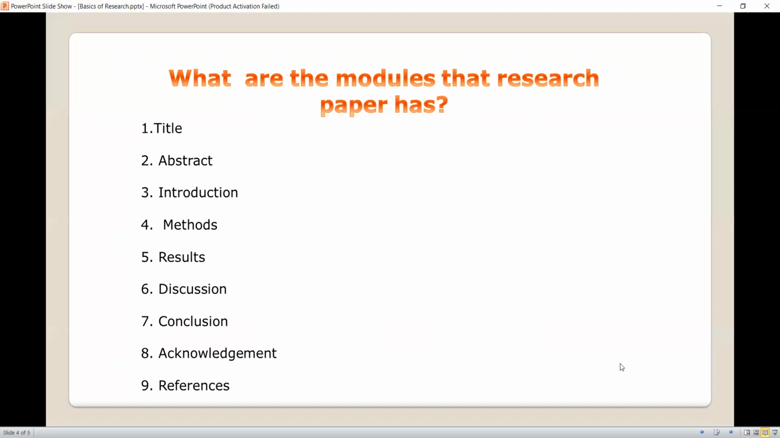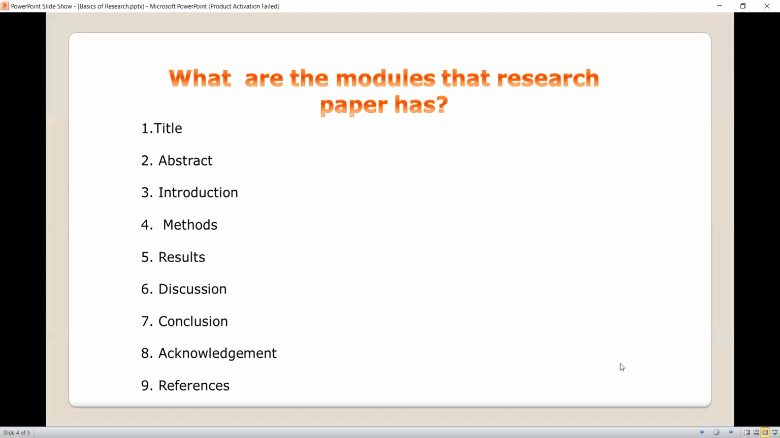And then come to point number 8, that is acknowledgement. It is a section that lists everyone who supported the project. And then come to the references. These references are research papers already published in journals by other authors on the particular topic you have chosen. If you refer to those papers for your writing, they are the references. And this is all about the modules of the research paper.